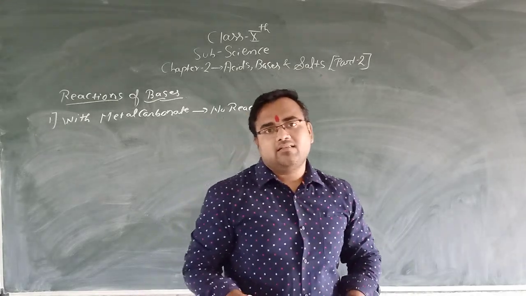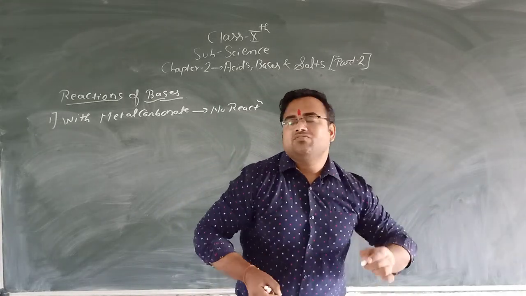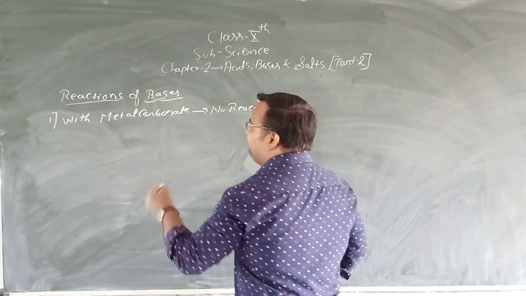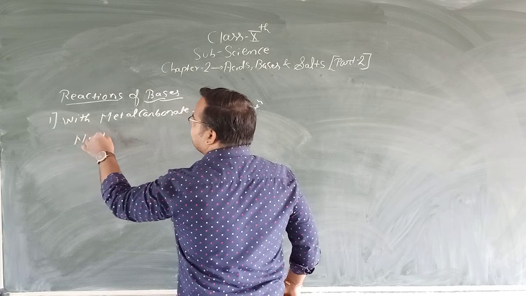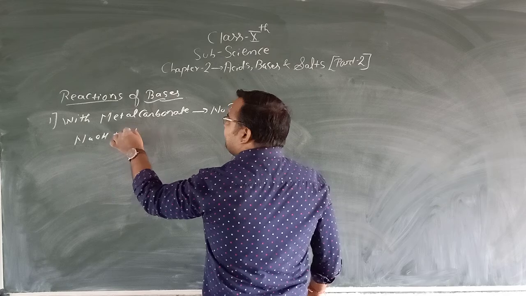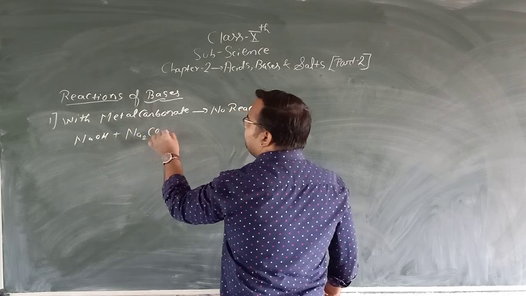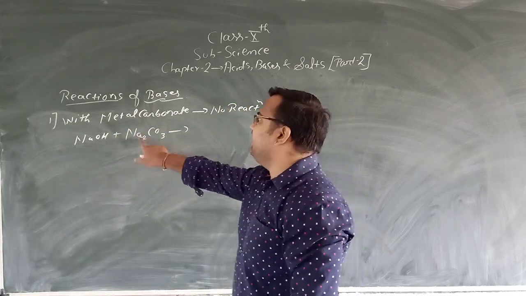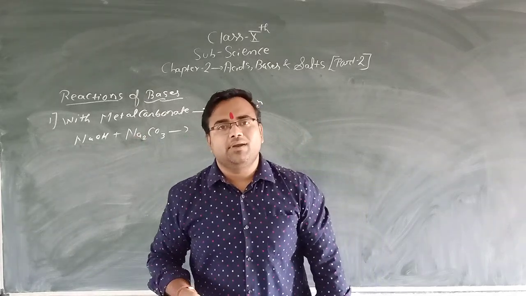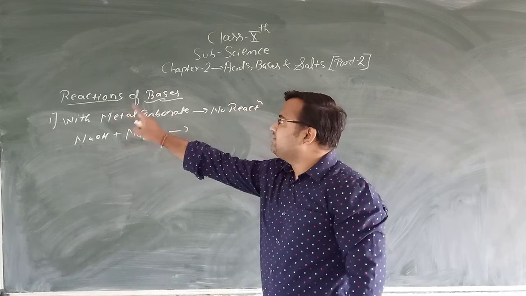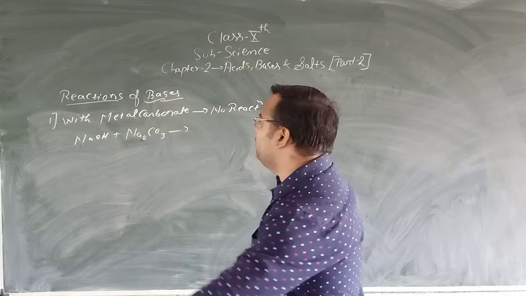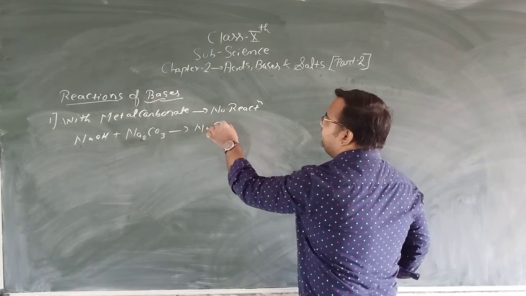The question can be asked, what happens when a base is treated with metal carbonates? See, we'll take an example of a base like NaOH plus a metal carbonate. We can write it like this: Na2CO3. Now see, Na and Na both are metals, so a metal cannot react with a metal. So for the reaction of base with metal carbonates, the answer will be no reaction.